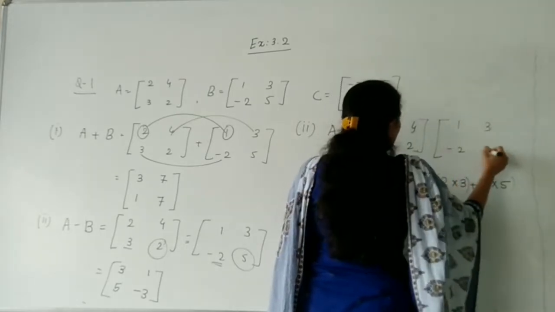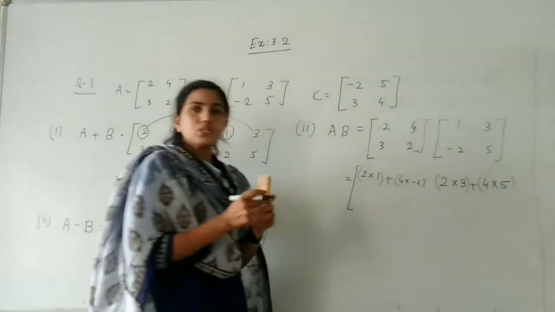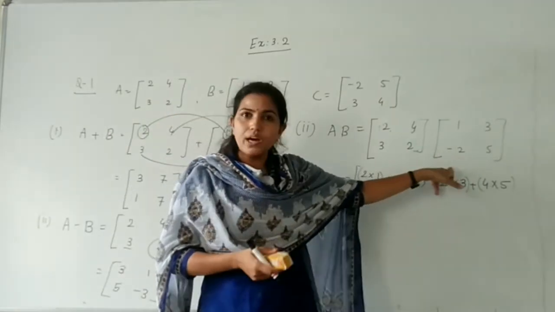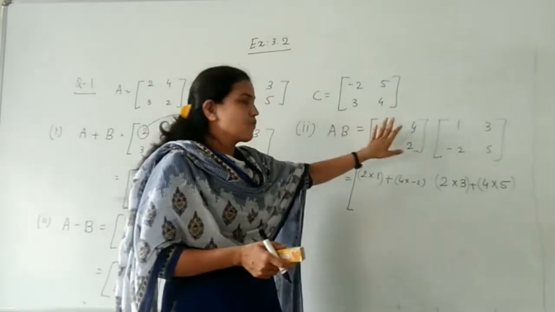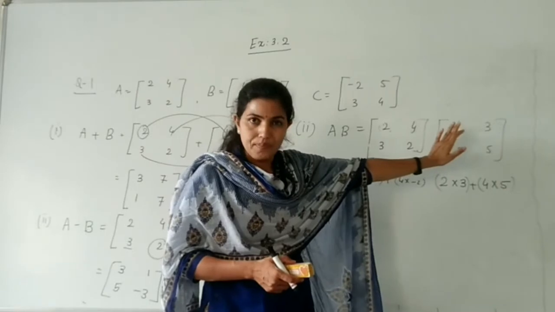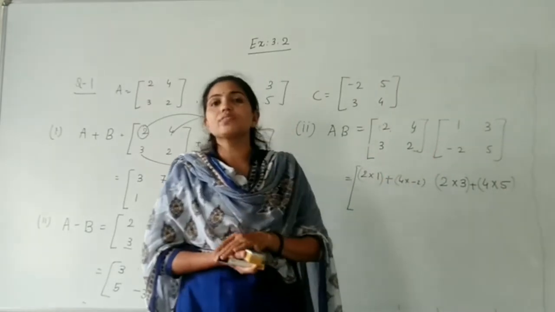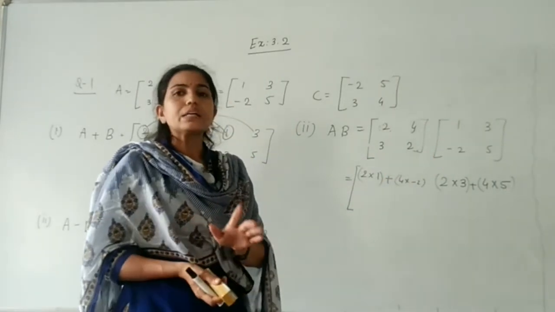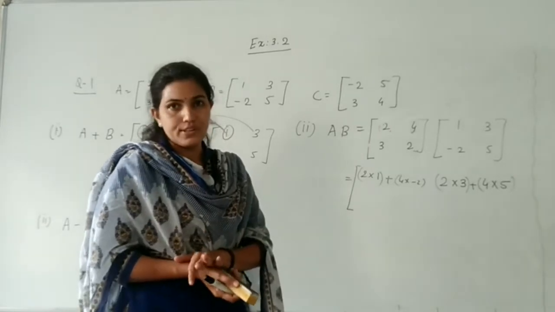1, 3 and minus 2, 5. Here one thing you remember students, these both are square matrices, so the number of columns of A and the number of rows of B are obviously equal. So whenever square matrices are there, multiplication is defined. So no need to check.